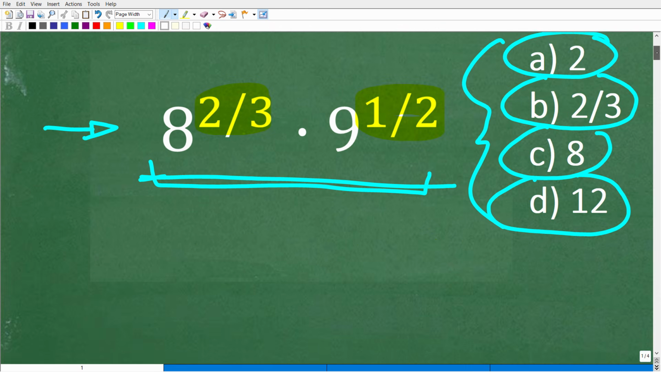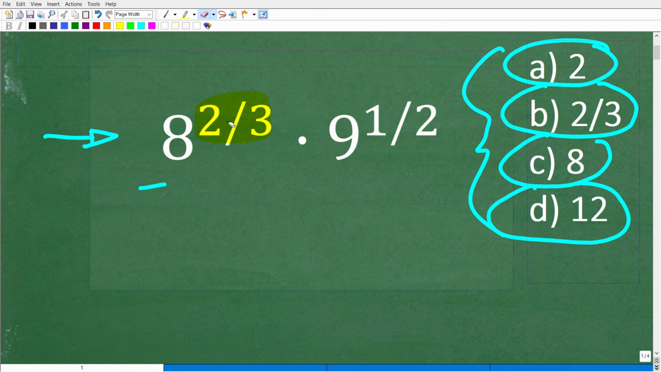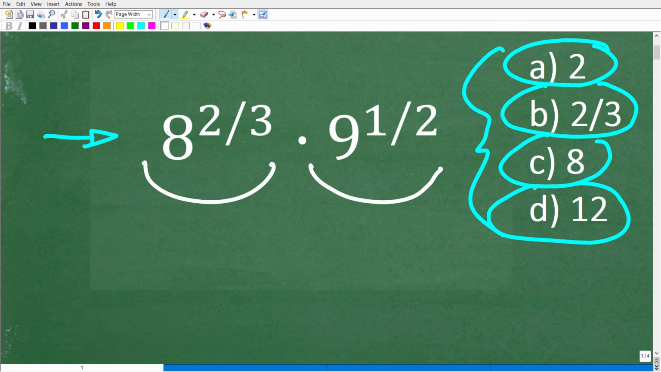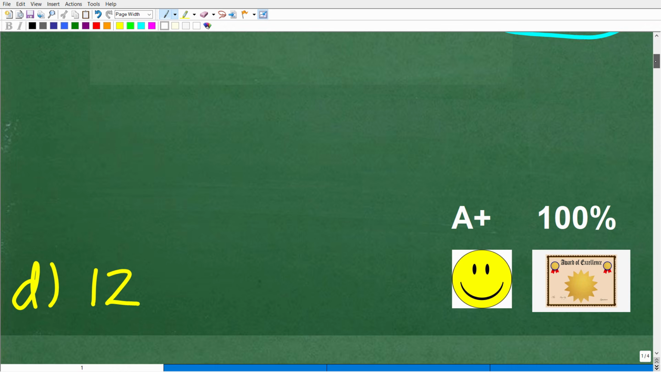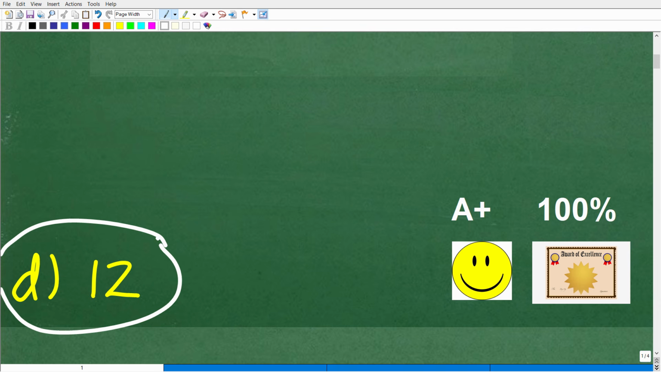All right, so once again, we have a product of two powers. So we have 8 to the 2/3, and we're multiplying it by 9 to the 1/2. Let's go ahead and take a look at the correct answer. The correct answer here is D, 12.